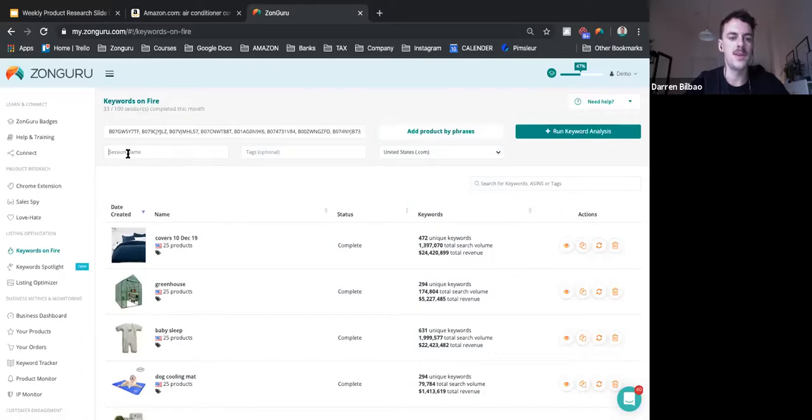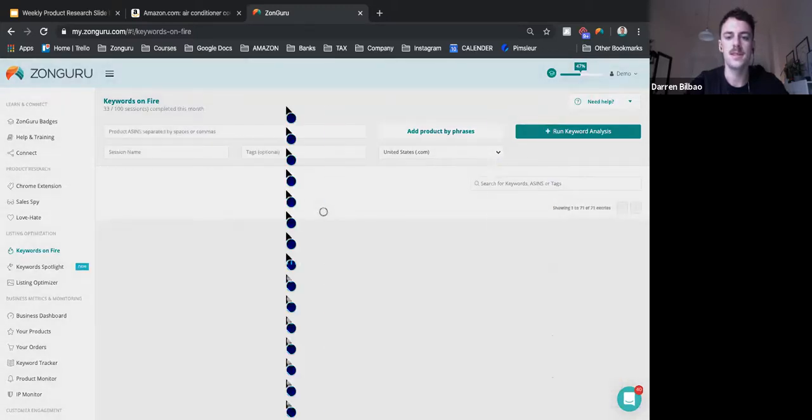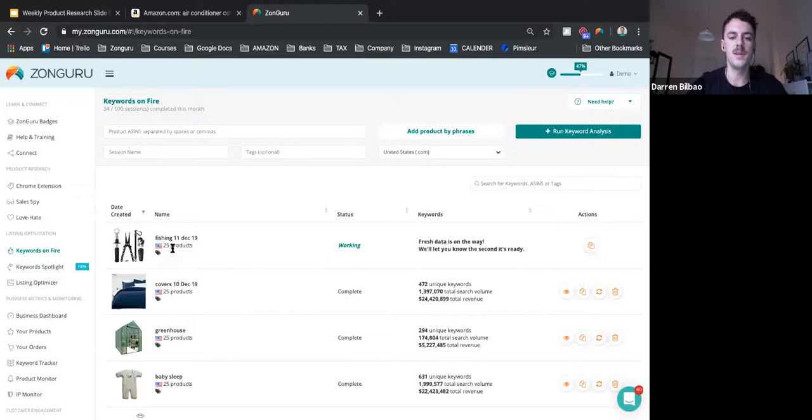And the next thing I do is always write fishing, 11th of December, 19, and then click run keyword analysis. This will run the session. And I like to date these things because the search volume of things can change. If you search now and search in 6 months, the search volume may change, because in January next year, people are going to be searching a bit less for products because it's after the Christmas period. So just keep in mind to keep it really organized, put all the dates next to it and keep on top of it.